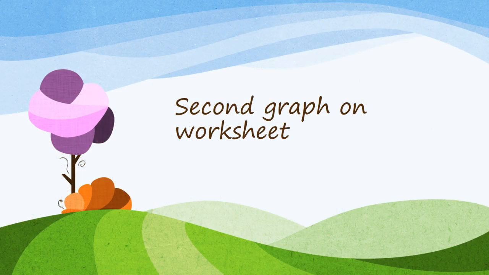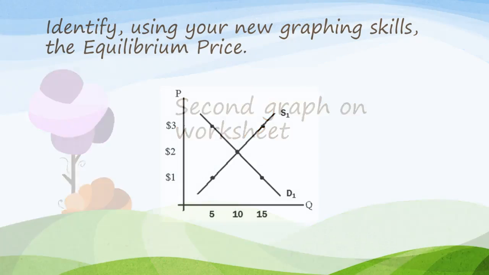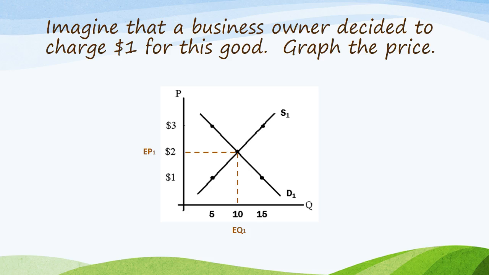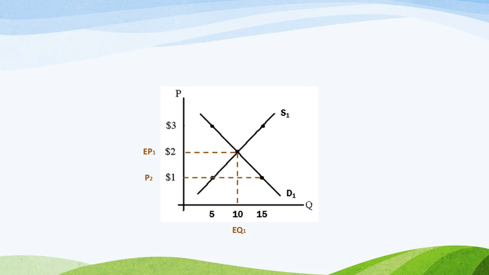Now go to the second graph on your worksheet. Identify, using your new graphing skills, the equilibrium price. Go ahead and graph the equilibrium price. It should look like this. Next, graph the equilibrium quantity. Your graph should look like this. Now, imagine that a business owner decided to charge $1 for this good, whatever this good is. Graph the price. Price should look like this.